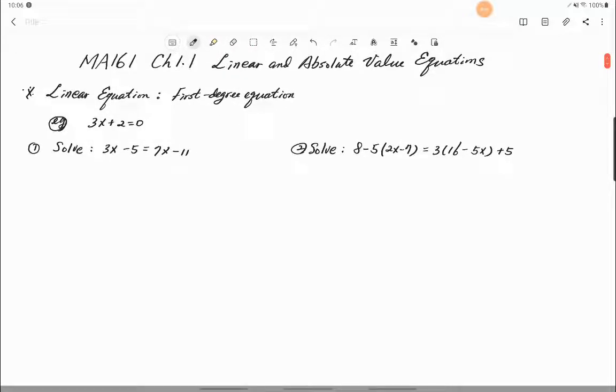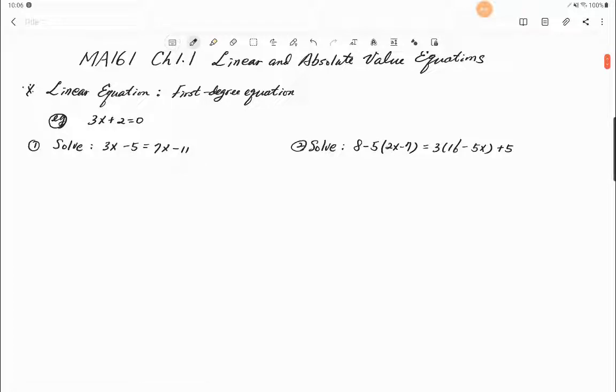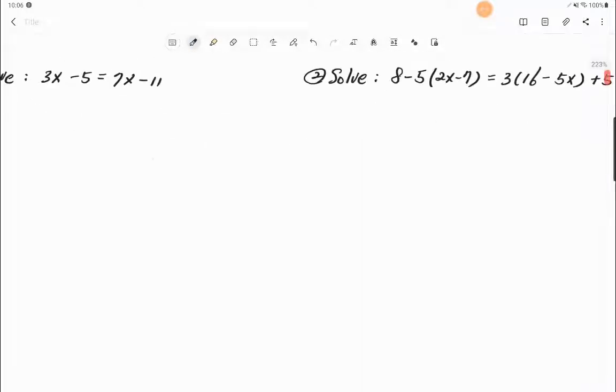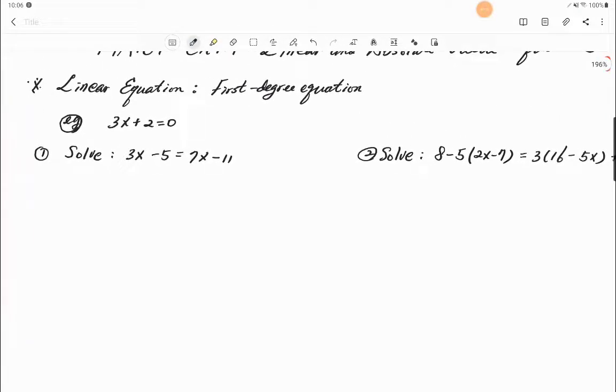3x minus 5 equals 7x. We're going to collect all x terms first so that we can write x on one side. Let's move the variable term 7x from the right to the left. So minus 7x on each side, then add. 3x minus 7x is negative 4x, minus 5 equals, this one cancels out, so negative 11.